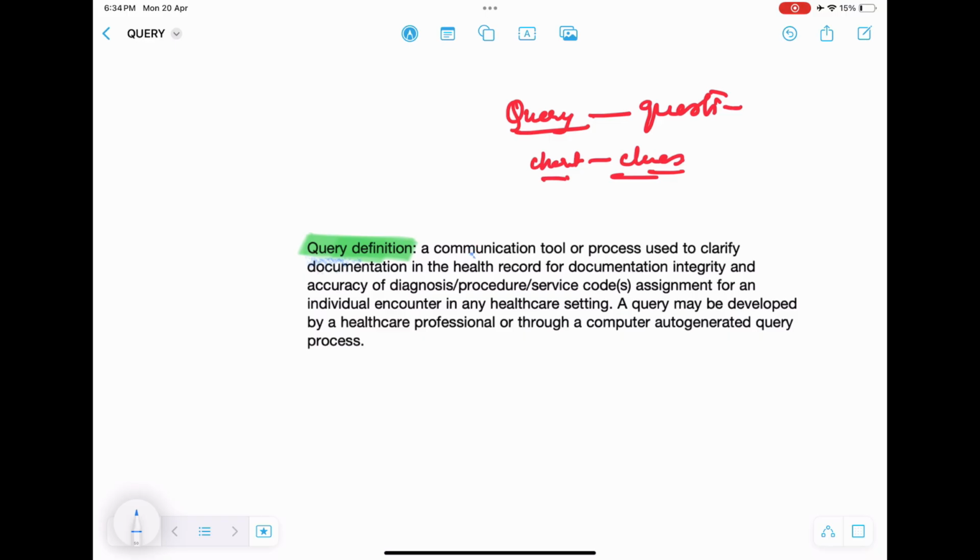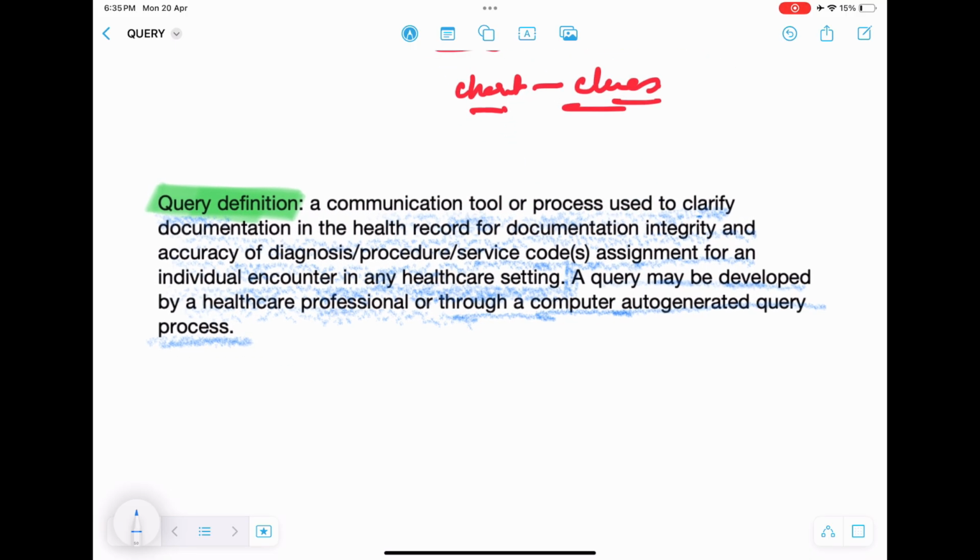Now let me read the actual definition from the guideline. A communication tool or process used to clarify documentation in the health record for documentation integrity and accuracy of diagnosis, procedures, service, code assignment for an individual encounter in any healthcare setting. A query may be developed by a healthcare professional or through a computer auto generated query process. So basically, it's a tool to get clarity on documentation.